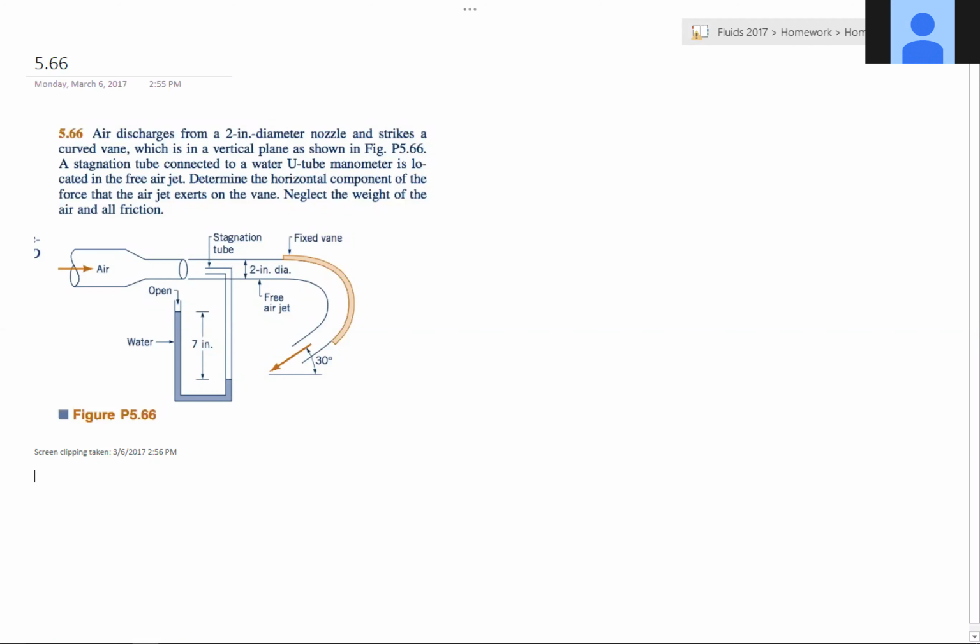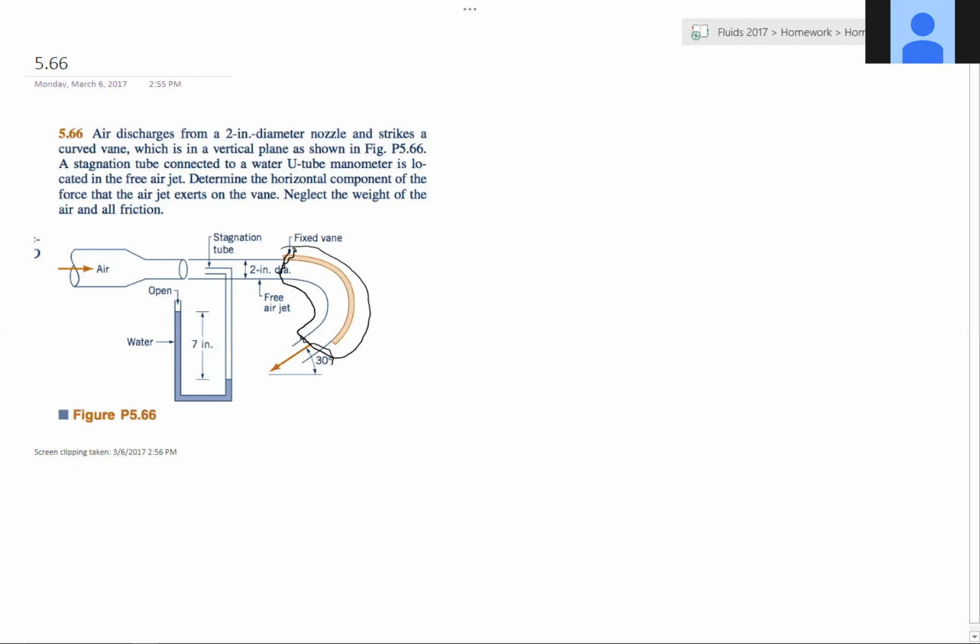All right, so let's take a look at what's going on, and let me put some different numbers here. Okay, so what we're looking for is Rx, the horizontal force on the vane, which is right here. So what that means is we're going to make our control volume there, and so our control surfaces are there and there.